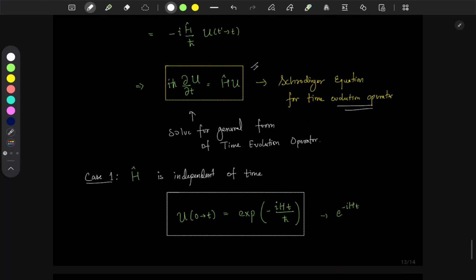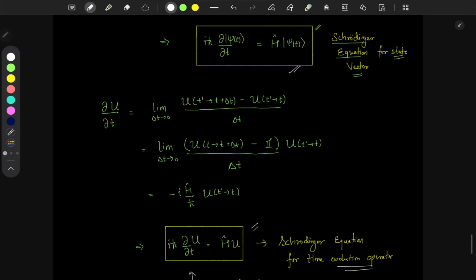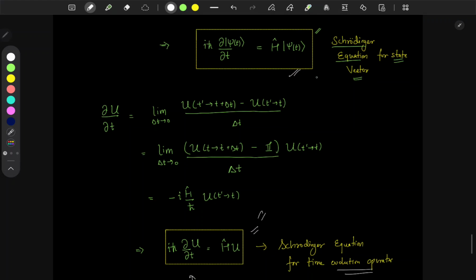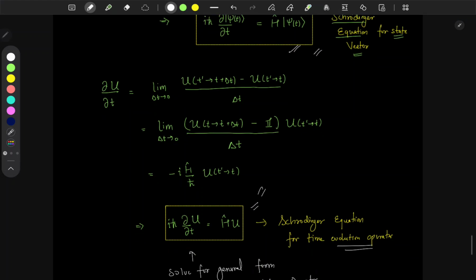Now this is the Schrodinger equation for the time evolution operator. This is the Schrodinger equation for the state vector. In books you will find both. In some books you will find this, in some books you will find this. So I'm just trying to cover both of them.